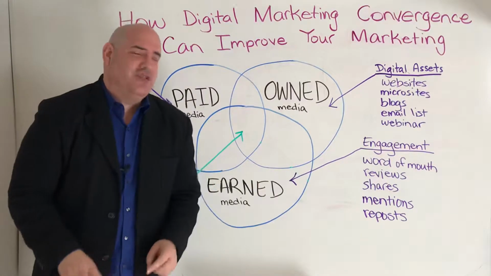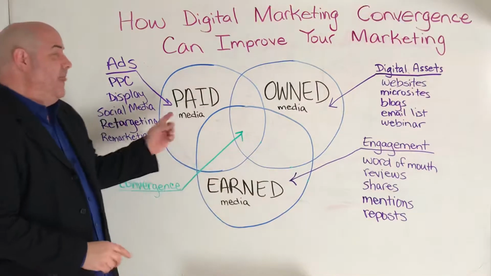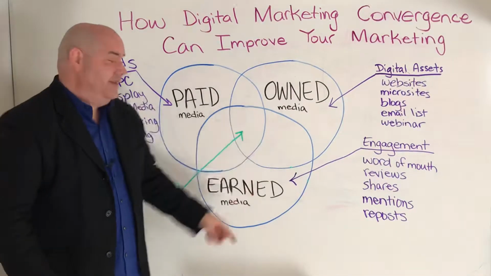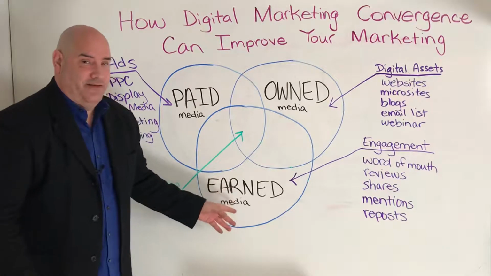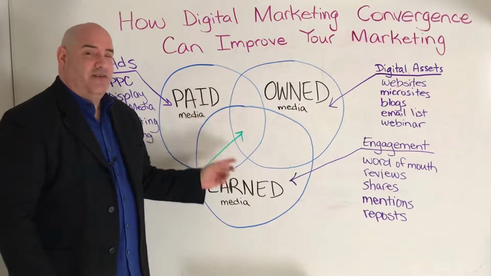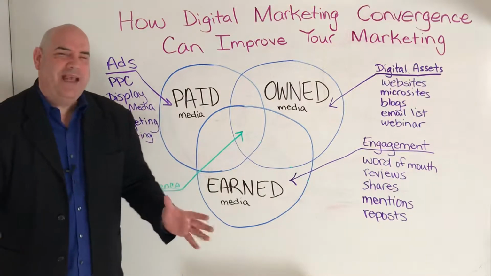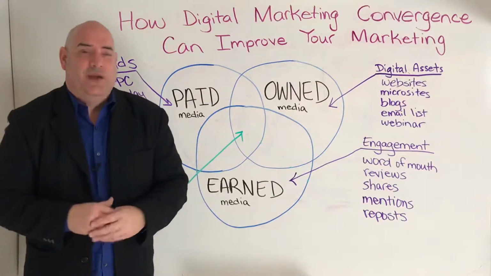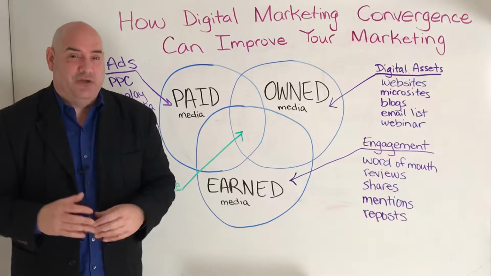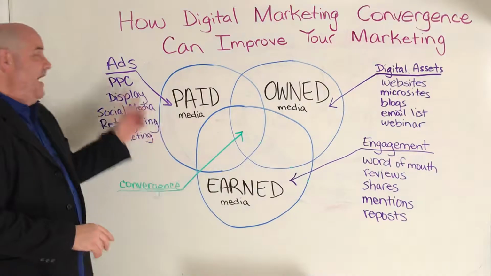So let's get started. First of all, these are the three main areas here: paid media, owned media, and earned media. I'm going to go over each one of these three and give you an example. Let's start first with paid media. Of course, paid media is anything that your business pays for to get exposure, and that usually is advertising.